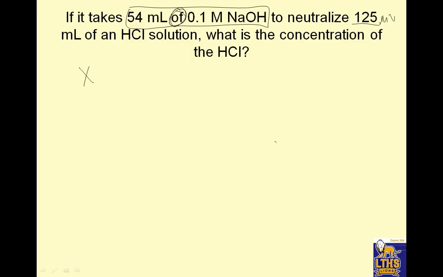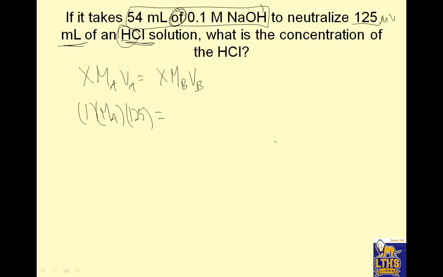As soon as I recognize this is a titration equation, I write the equation XMAVA equals XMBVB. So my acid is HCl, and the X value, 1H, is 1. The molarity of my acid, let's see here, 125 milliliters, that's not molarity, so that must be what I'm looking for. The volume of my acid is 125 milliliters. Looking at my base, how many OHs do I have? I have 1. The molarity of my base, 0.1. The volume of my base is 54.